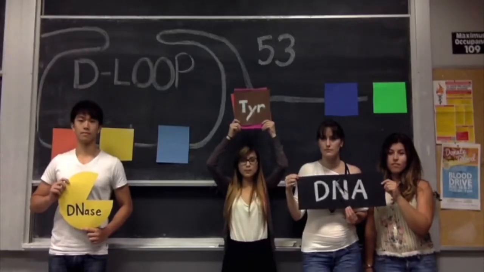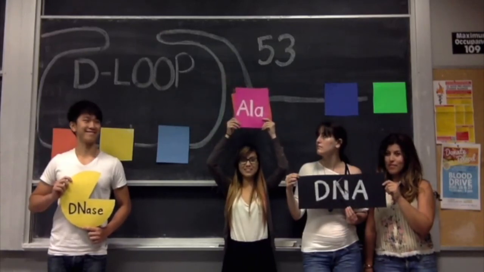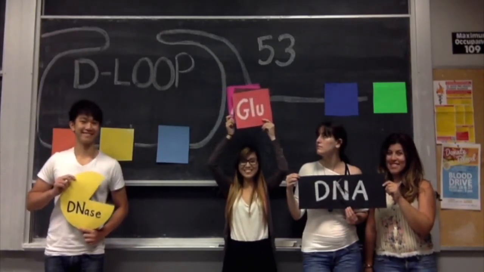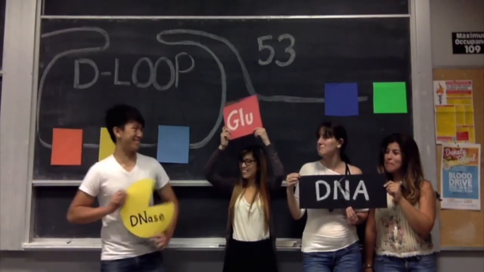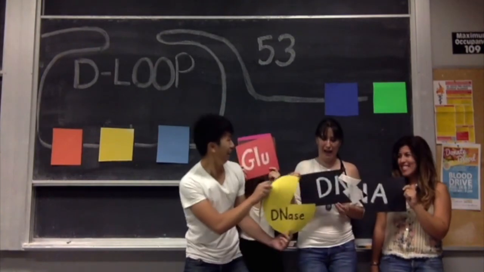When tyrosine 53 is substituted with alanine, or with glutamic acid, this leads to a reduced affinity for DNase. Thus, there is a higher probability that DNA will be cleaved.